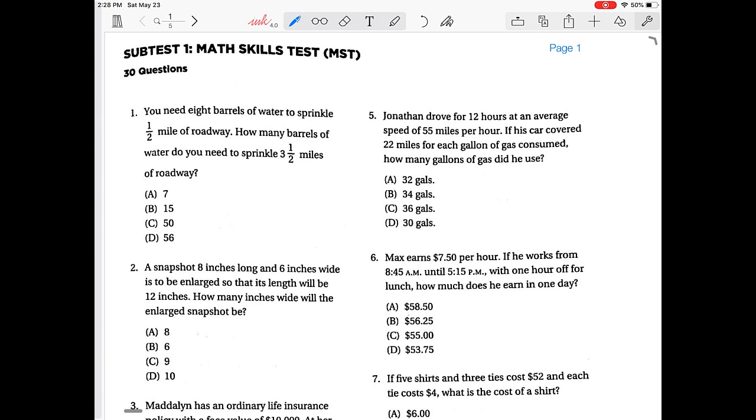You need 8 barrels of water to sprinkle a half-mile roadway. How many barrels of water do you need to sprinkle 3.5 miles of roadway? So we know that we need 8 to sprinkle a half-mile roadway. And in total, we're trying to sprinkle 3.5 miles of roadway, which is also 7/2. So 8 divided by 1/2 is 16, times 7/2. And we simplify the fraction here, we get 56, which is option Delta.